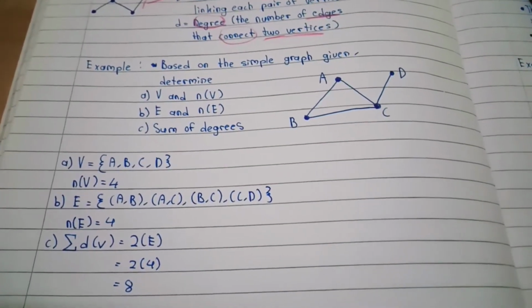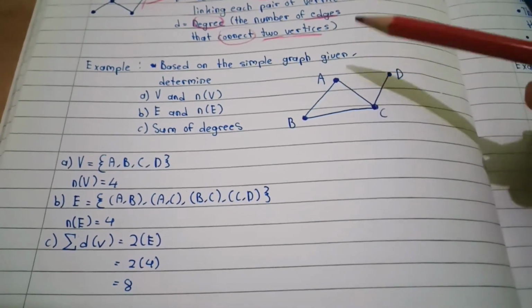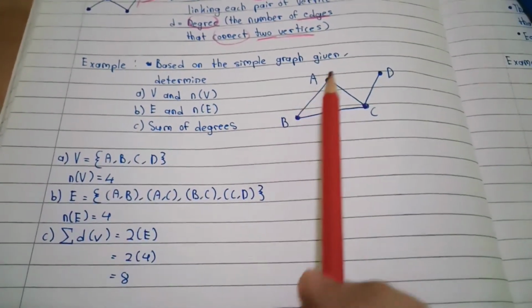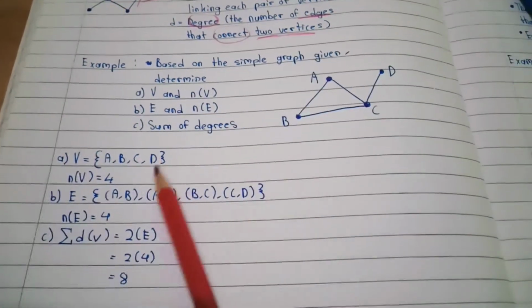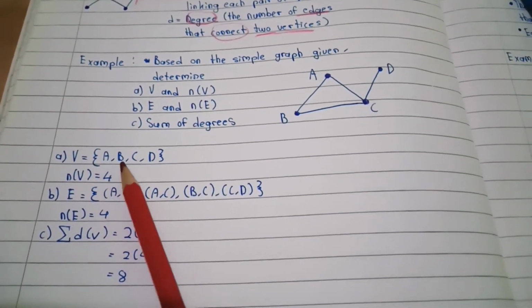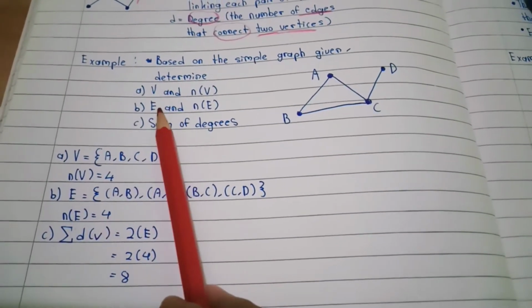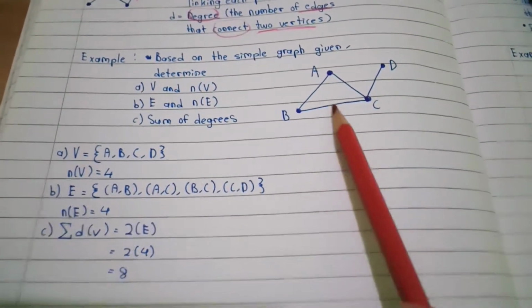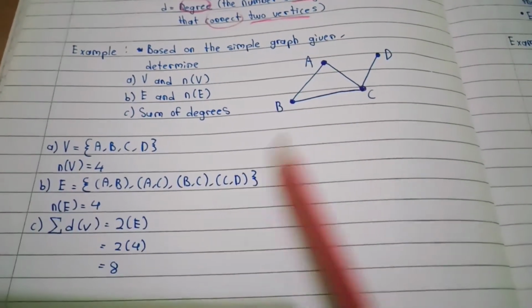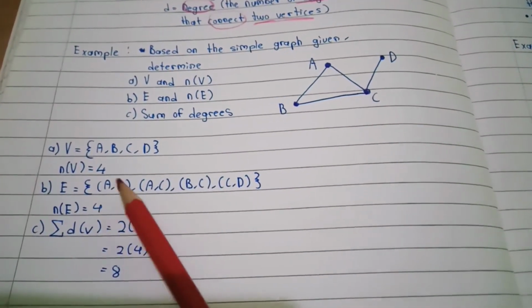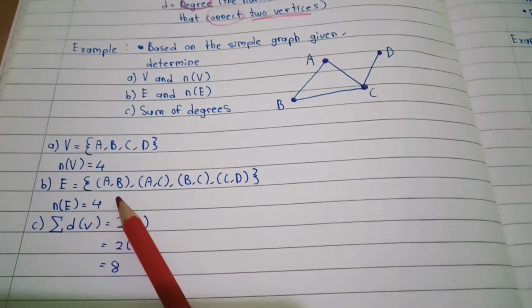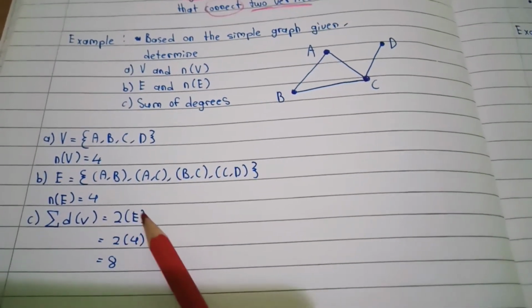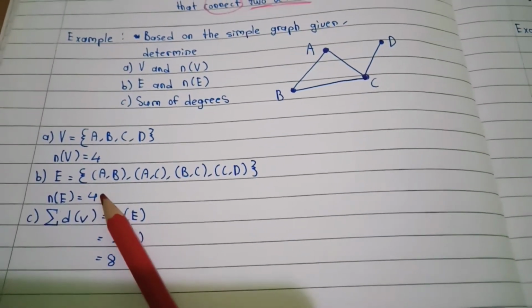So, let's try an example. Based on the graph given, we need to determine A, vertex, and number of vertex. So, the vertices are A, B, C, and D, and the number of vertices is 4. B, determine edges and number of edges. The edges are AB, AB, AC, BC, and CD, and the number of edges is 5. So, the sum of degree is equal to the number of edges multiplied by 2. So, here we get 2 times 4 equal to 8.